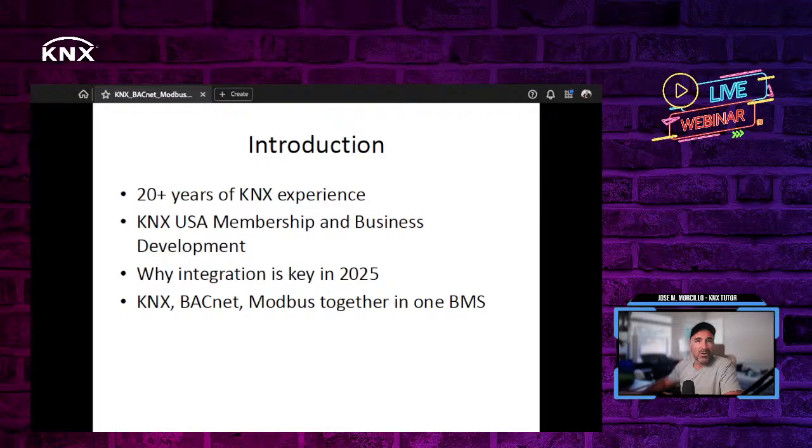I'd like to talk about why integration is key in 2025, why it's important to try to integrate all these protocols, and why you need to take care of all of them.